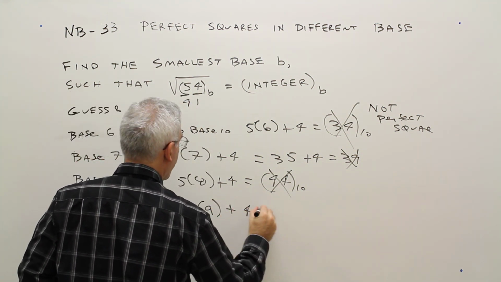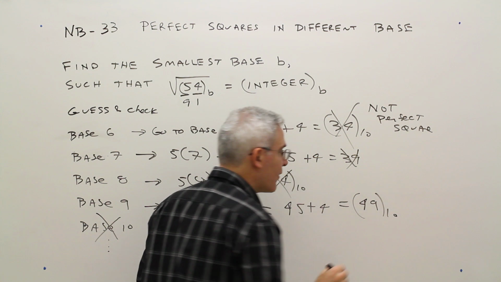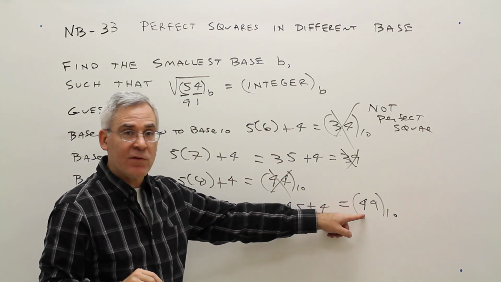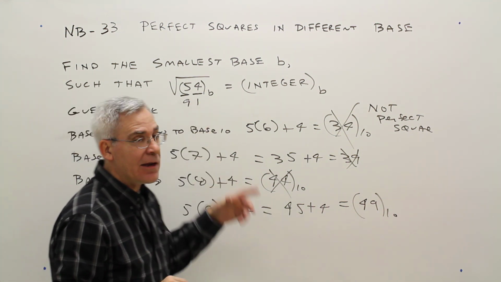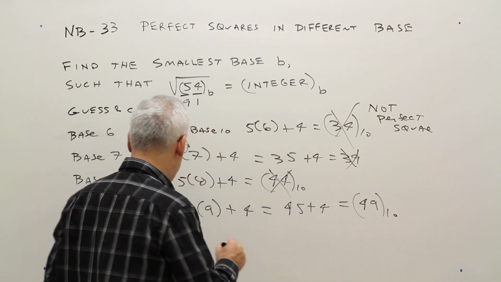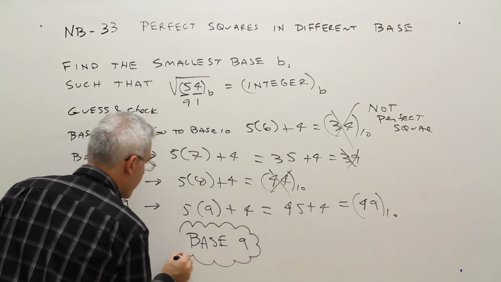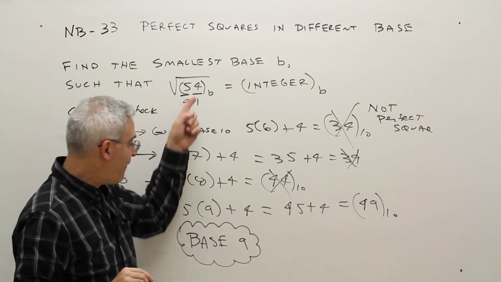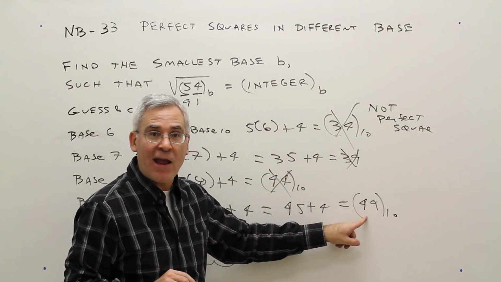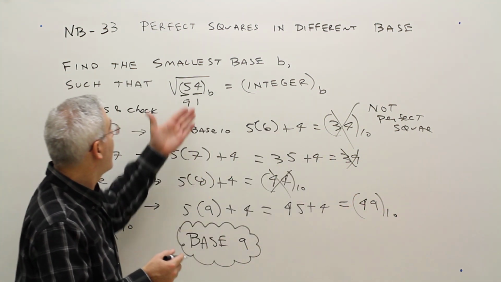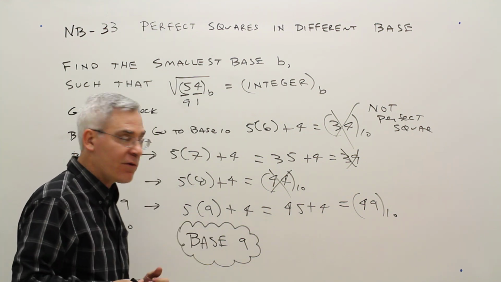Base 9. 5 times 9 plus 4. That's 45 plus 4. That's 49 base 10. 49 base 10 is a perfect square. So that means that in base 9, this would work out. So again, 54 base 9 is the equivalent of 49 base 10, and the square root of 49 in base 10 is 7, which is an integer, so the equivalent base 9 result over here would also be an integer. So the answer is base 9.